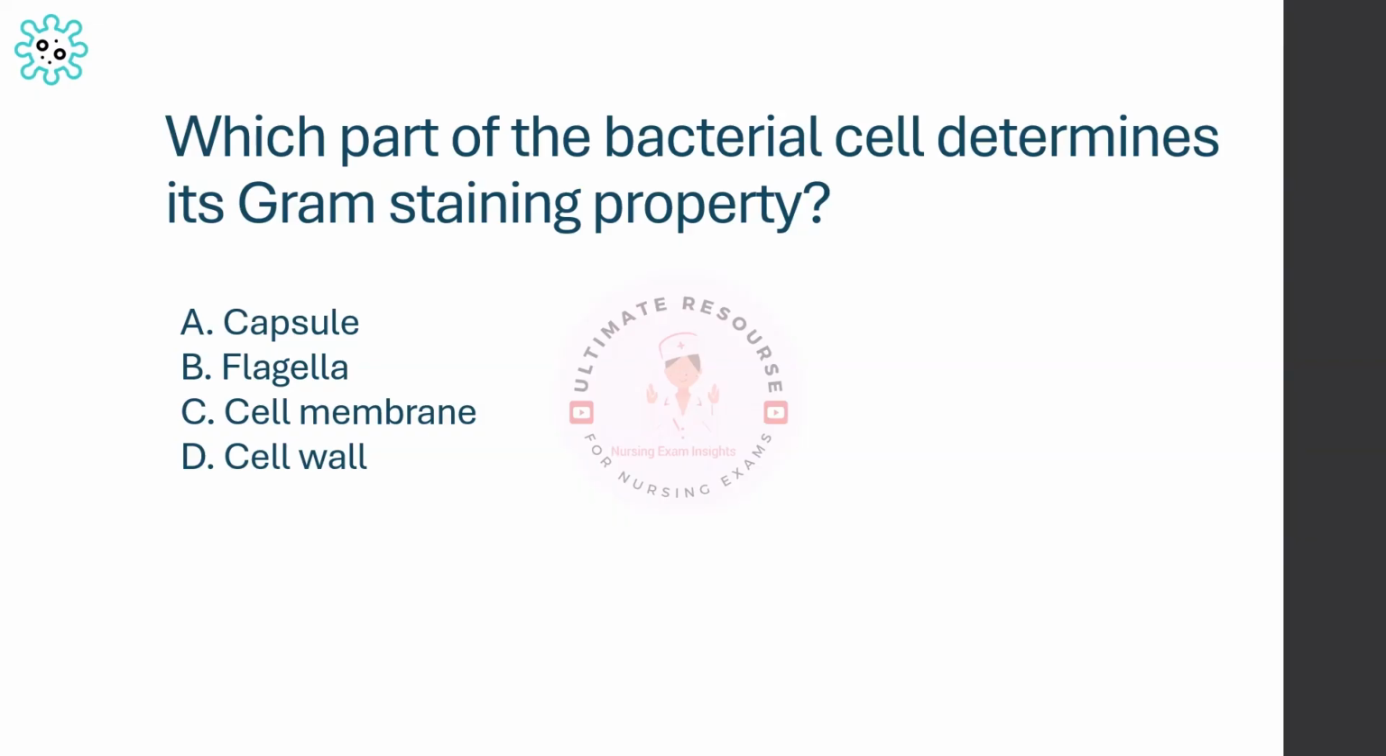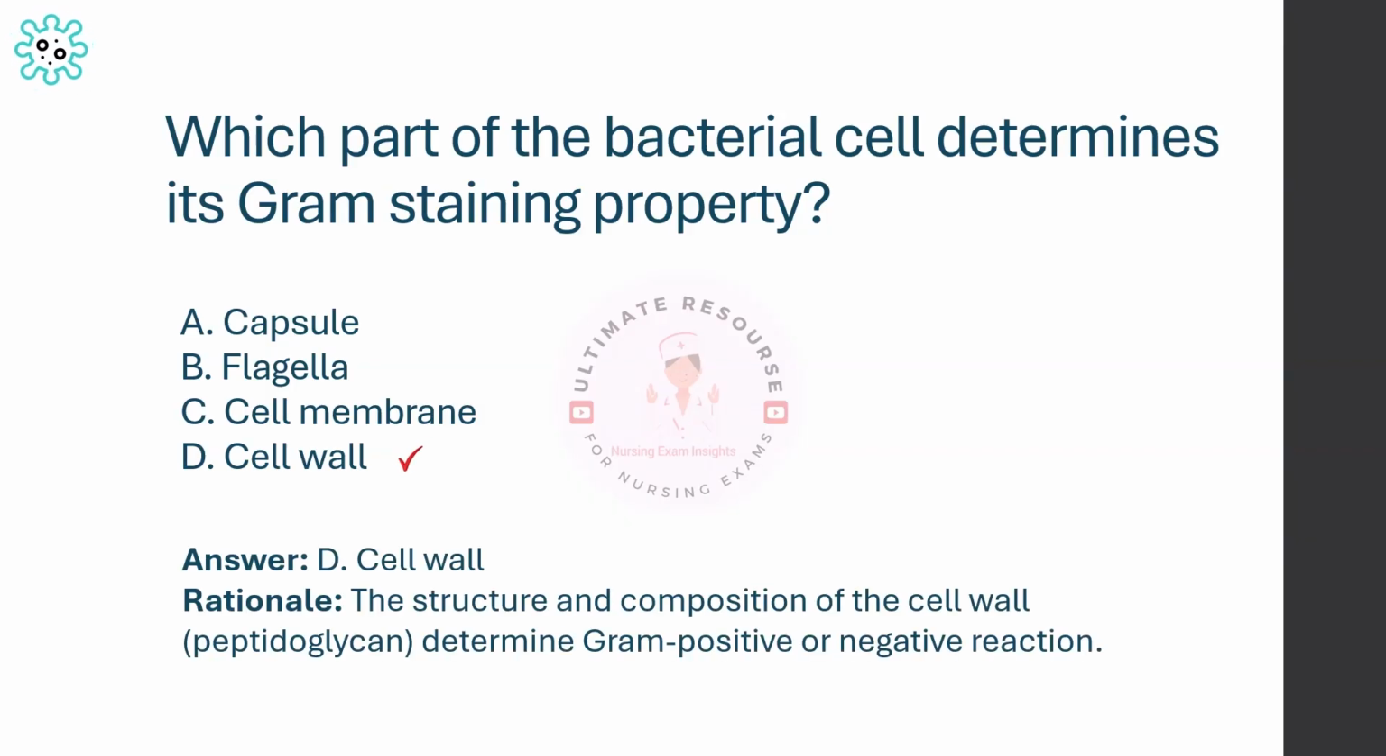Which part of the bacterial cell determines its gram staining property? Options are A. Capsule, B. Flagella, C. Cell membrane, D. Cell wall. The answer is D. Cell wall. The structure and composition of the cell wall, which is a peptidoglycan, determines the gram positive or gram negative.